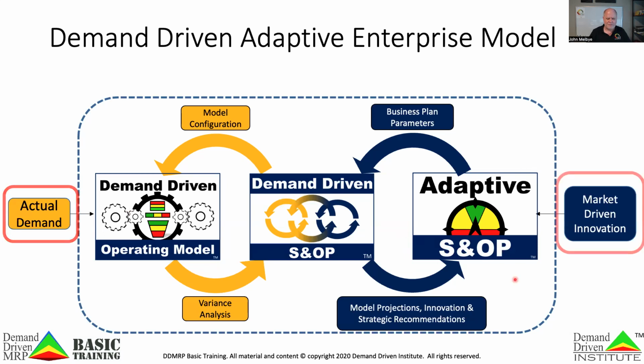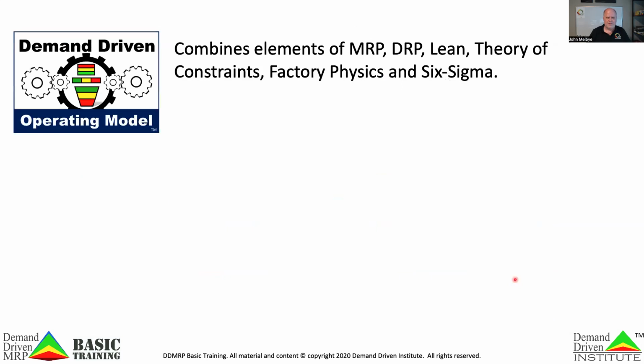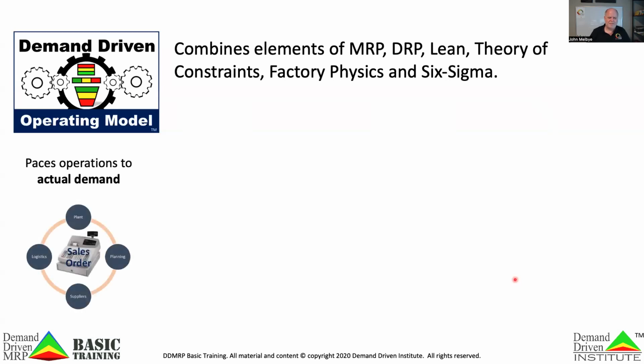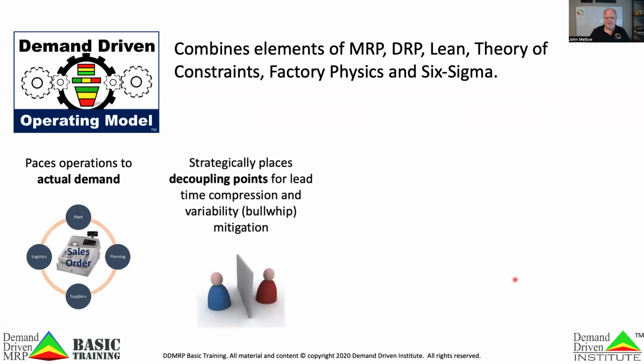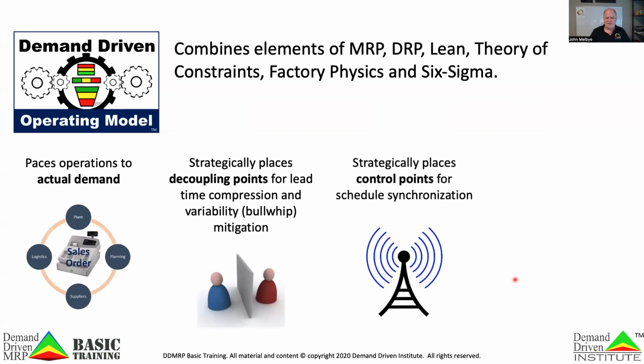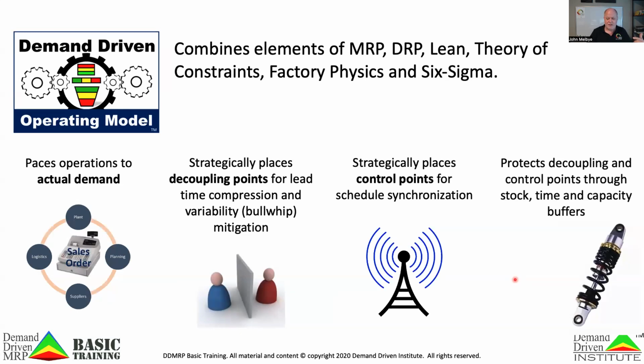So we end up with a demand-driven operating model that combines MRP, distribution requirements planning, lean, theory of constraints, Six Sigma, and even factory physics, paces operations to the actual demand, strategically places decoupling points for lead time compression and variability, and strategically places control points for schedule synchronization. We didn't talk about control points at all up until this point. The decoupling points are the basic starting place, and then we move into control points and even time and capacity buffers to manage the buffers.